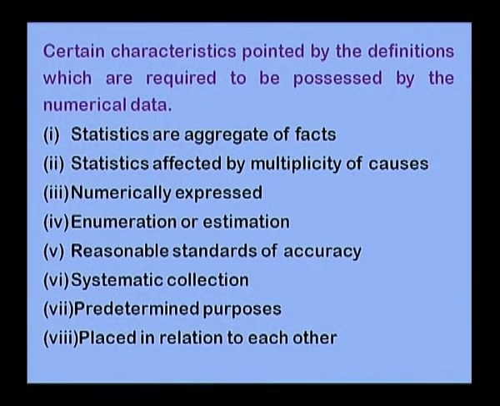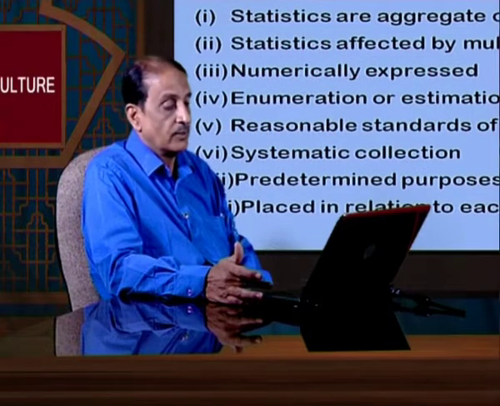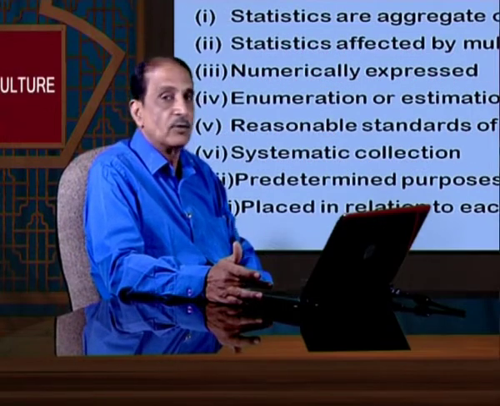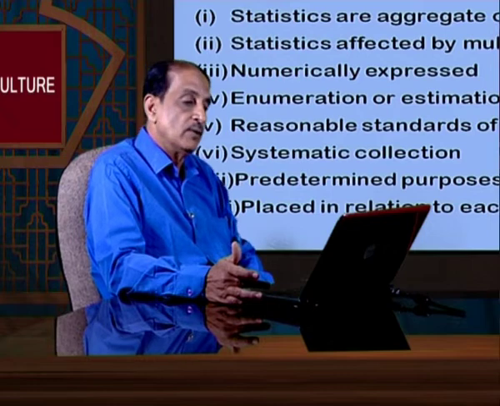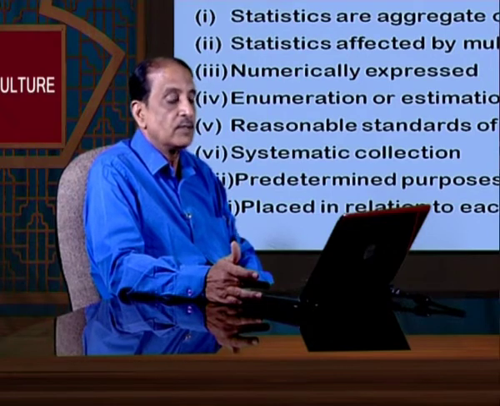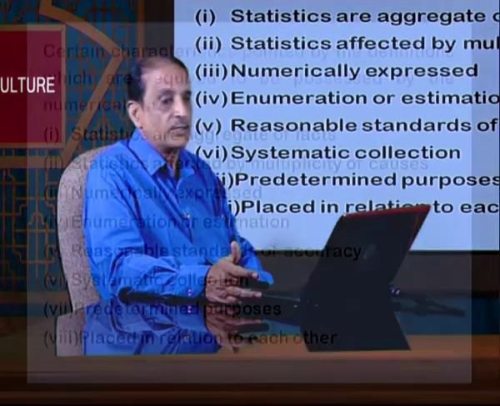And fourth is enumeration and estimation. The information so collected is always on the basis of estimations. Therefore, the outcome that we draw upon the analysis of the information will not be 100% correct. Fifth is reasonable standards of accuracy. The information collected for a particular purpose is analyzed and we get the interpretation, but that will not be 100% correct as we get in the case of natural science.